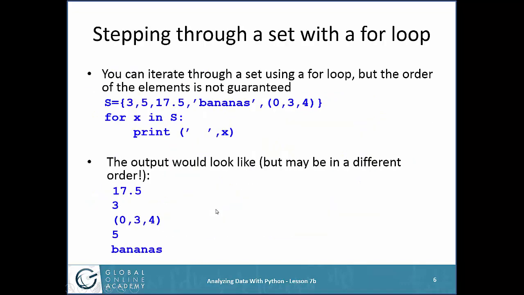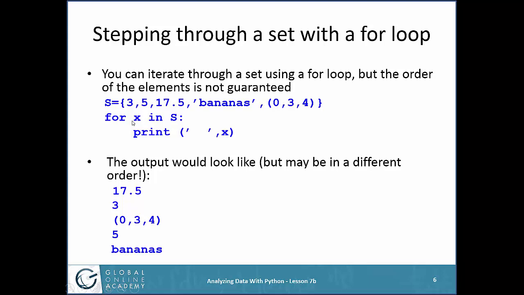Now, how do we step through a set with a for loop? We saw an example of doing this with dictionaries in our last video. How can we do it here? Let's see. s is the set, same one we used before, 5 elements: a 3, a 5, a 17.5, the string bananas, and the tuple (0, 3, 4). When I do for x in s, print, and I'm putting a little bit of blank in the beginning, and then x, it's going to print those.